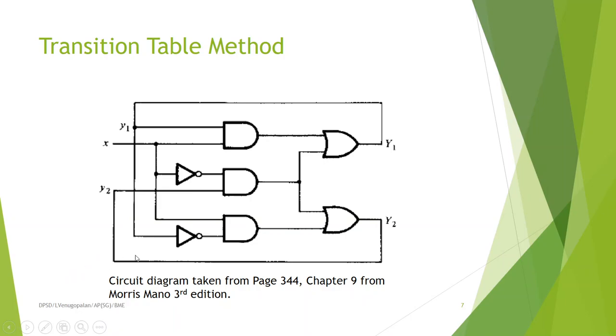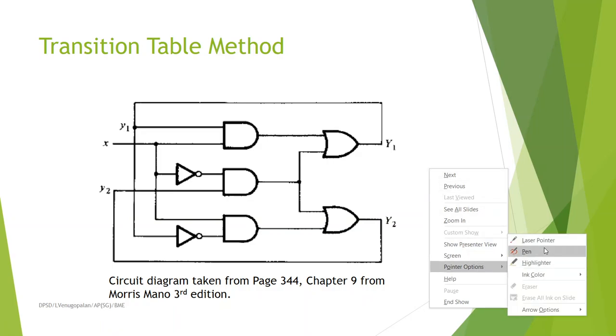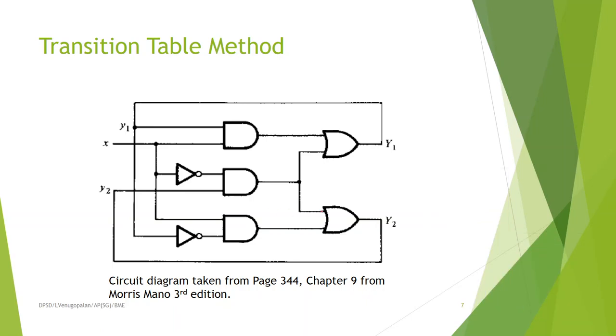Now this circuit diagram was taken from Morris Mano's third edition, chapter 9. So let us take a pointer and first of all see how this circuit is going to work. First of all you have to identify how many loops are there. So I have loop 1 here and loop 2 here, right?